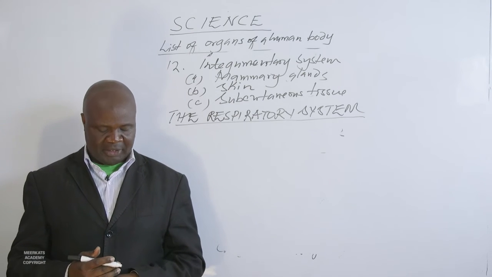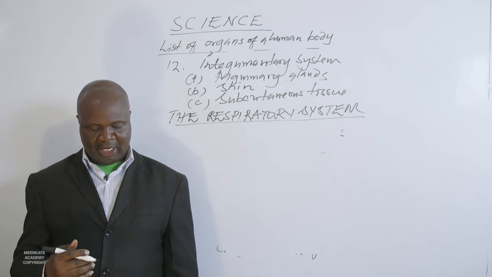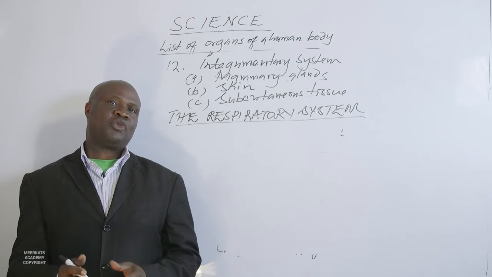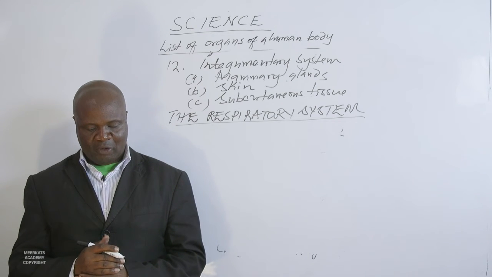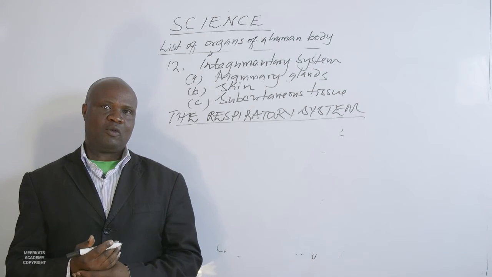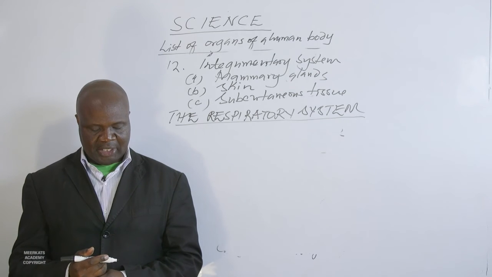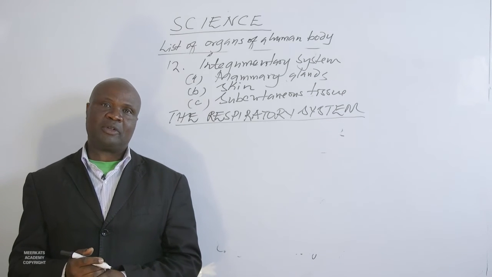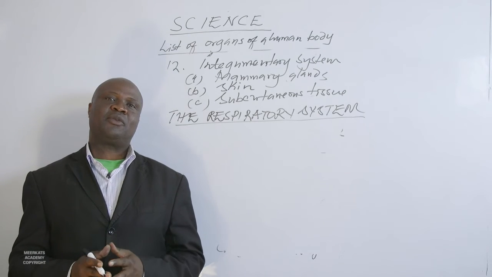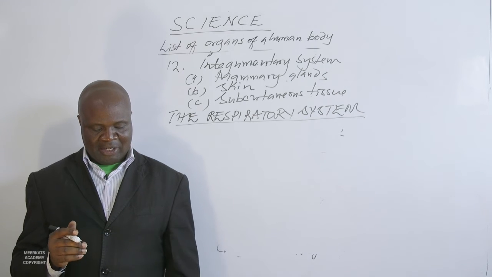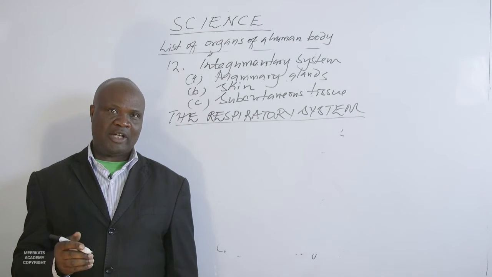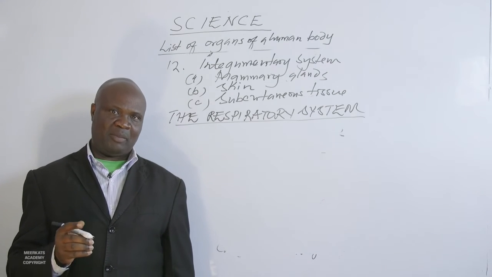Taking in oxygen from the air and giving out carbon dioxide. The two gases that are involved in breathing are, one, oxygen, and two, carbon dioxide. So we are saying the two gases that are involved in breathing, one is oxygen and two is carbon dioxide.